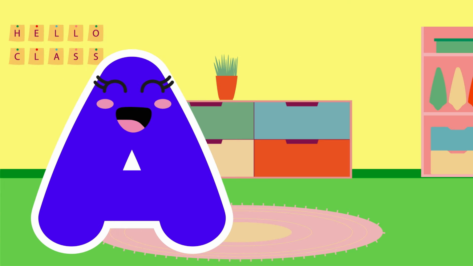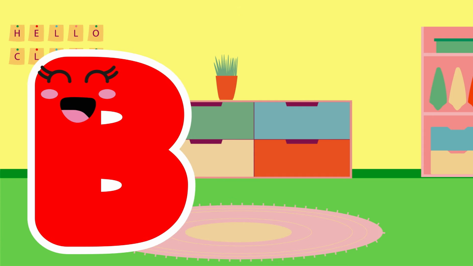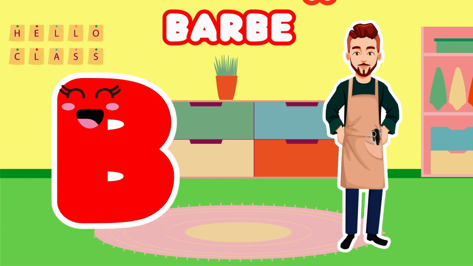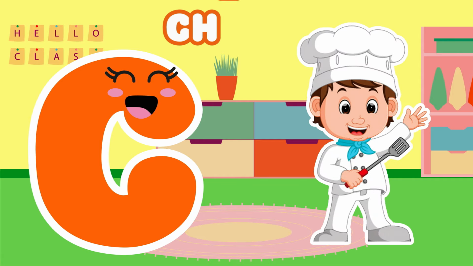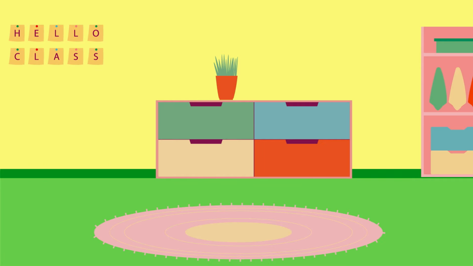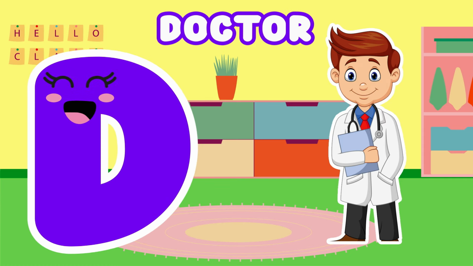A is for actor, a, a, actor. B is for barber, b, b, barber. C is for chef, c, c, chef. D is for doctor, d, doctor.